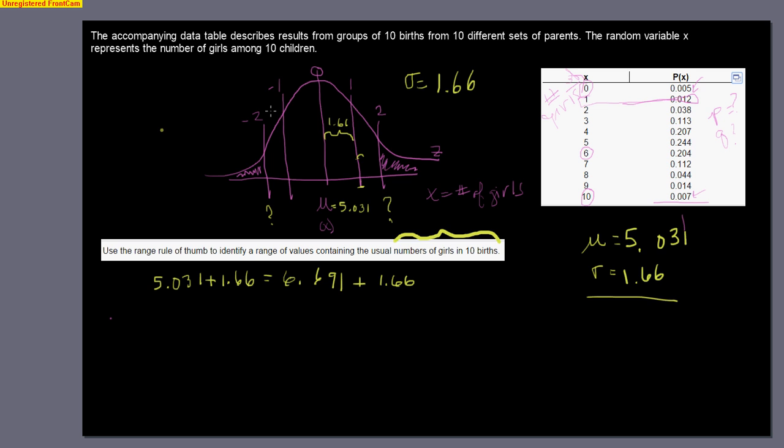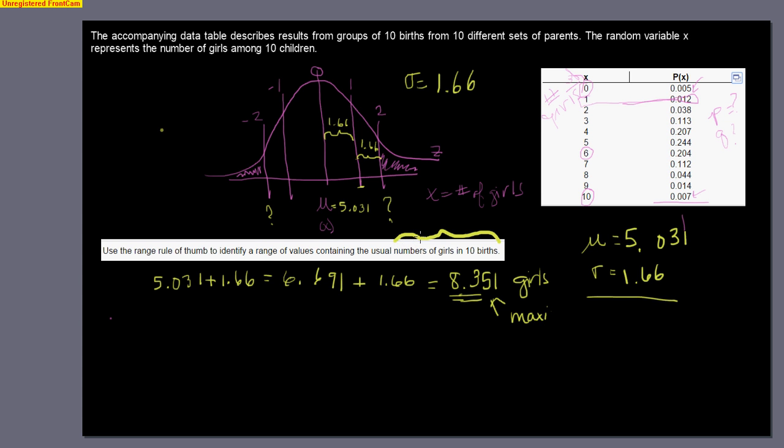We want to add another 1.66 because what we're concerned with is 2 standard deviations away. And that's going to equal 8.351. So that is our cutoff. Anything outside of 8.3 girls starts to get unusual. All right, so that would be our maximum.